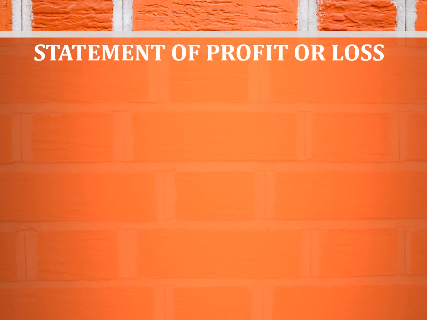Where do we start working on the statement of profit or loss? We should know the name of the business. The second heading is the statement of profit or loss. Third, for the period ended, in which we mention the financial period for which we are going to prepare the statement of profit or loss.